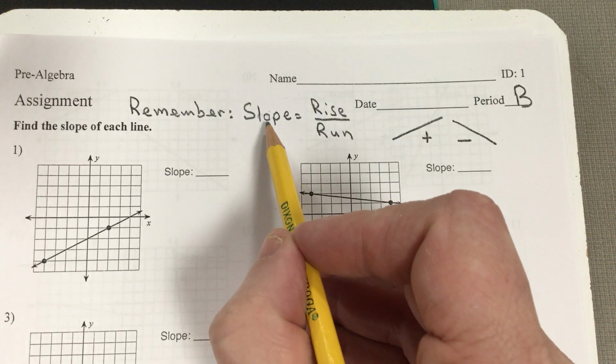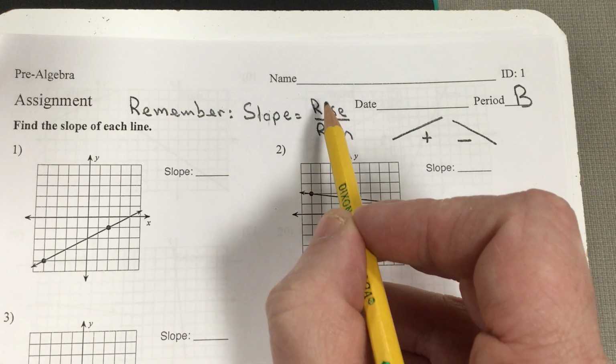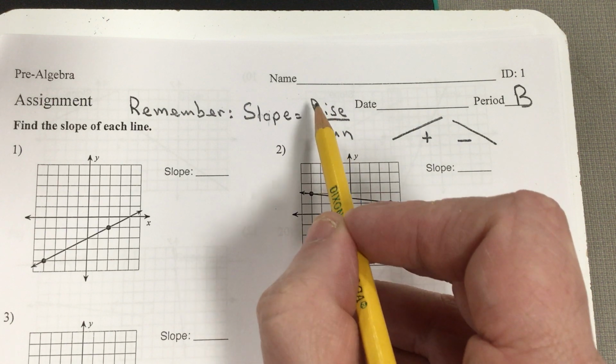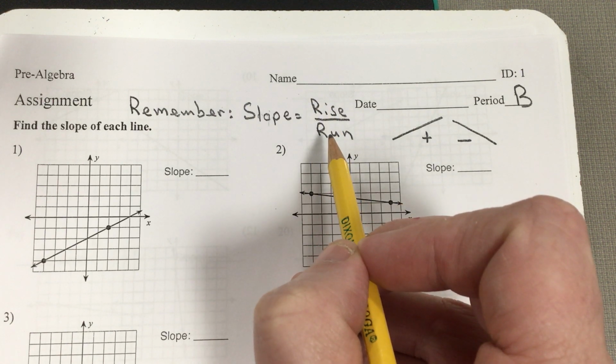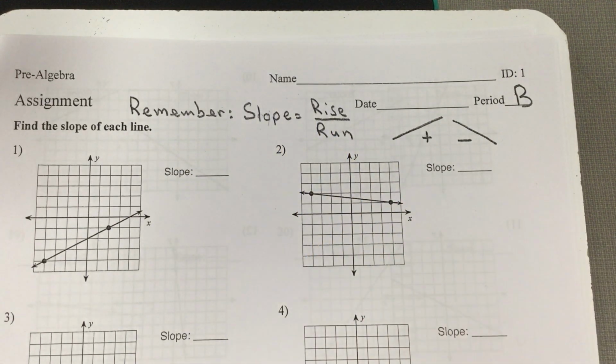Remember, in order to find a slope, slope is rise over run. You have to know it's the rise, how much does it go up and down, versus the run, how much does it go left or right. So that's one of those things you have to know. There's no ifs, ands, or buts about it. There's no forgetting. If you want to be successful, you have to know it's rise over run.